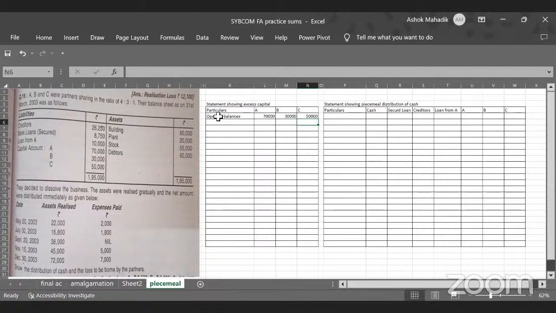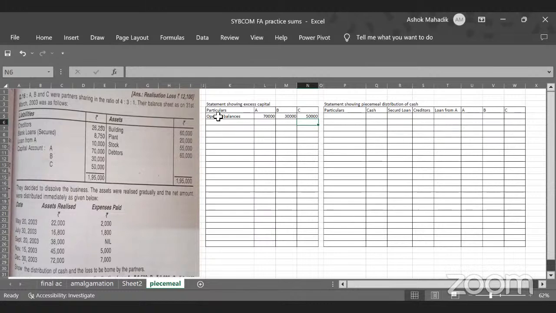Clear? Then after that, we go for secured loans, and after that, unsecured loans, that is outsiders, and later on we pay partners loan if at all it is there. In this sum it is there, and after that we pay partners capital. So you can see in the statement I have made a second statement. I have arranged them in order. So in this sum you have to make 2 statements. First statement showing excess capital, and second statement showing piecemeal distribution of cash. In that we have to maintain the order, the one which I discussed.